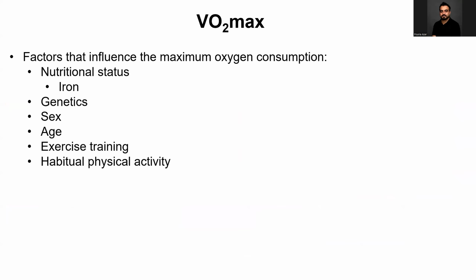And the factors that influence the maximum oxygen consumption, as I said, there are different factors, and the VO2 max is different from person to person. But nutritional status, specifically iron status, can influence the maximum oxygen consumption. Genetics, gender, age, and exercise training, like how athletes train their energy systems, can influence the maximum oxygen consumption, and habitual physical activity can also increase the VO2 max.